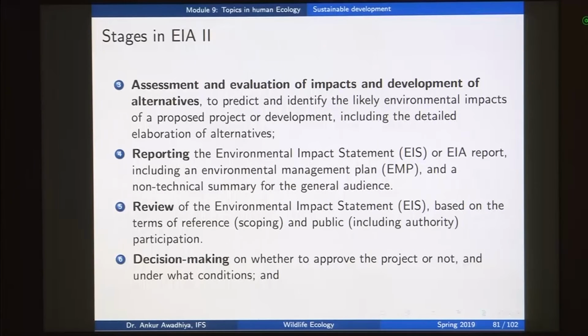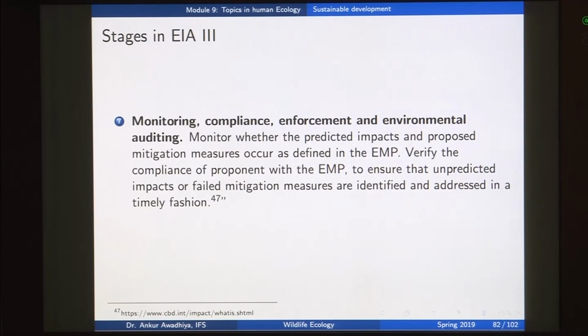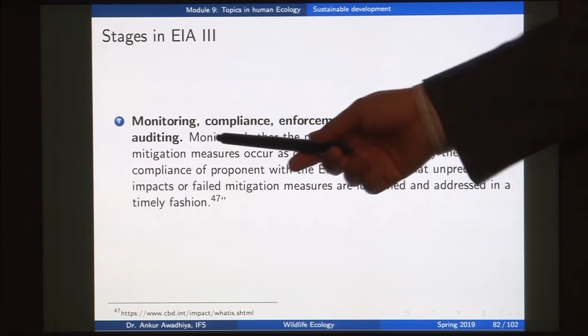Do we need to have this project or do we not need to have this project, and if we need to have this project here, what are the other conditions that will apply to this project, what are the other mitigation mechanisms that will be incorporated along with this project. And after making this decision and once this project is on, the last stage is monitoring, compliance, enforcement and environmental auditing.